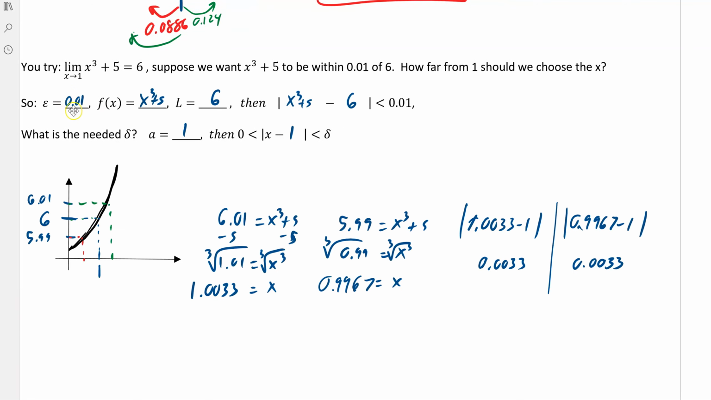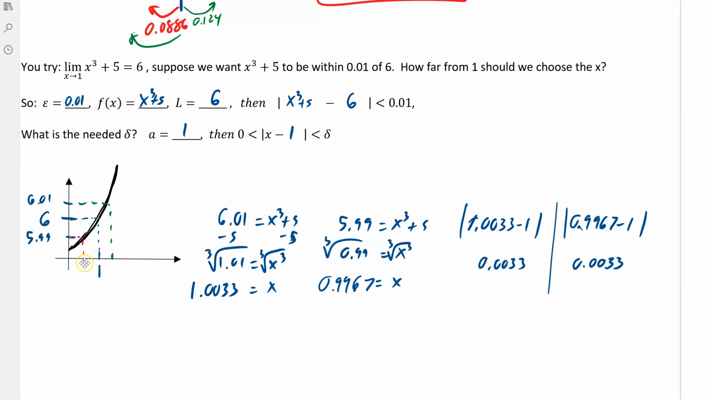So you should have an epsilon of 0.01. We should have x cubed plus 5, limits 6. So |x cubed plus 5 minus 6|, in other words, that one minus that one is less than our epsilon. And then |x minus 1| is less than our delta. Our a here is 1 that we're approaching. And so we take our 6 and we add 0.01 and we subtract 0.01. And then we know 6 is at 1.